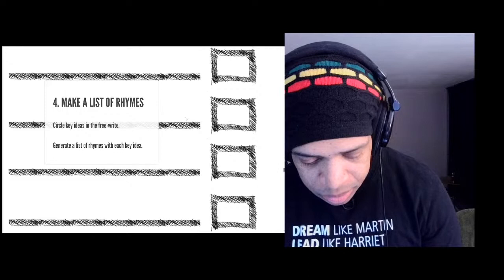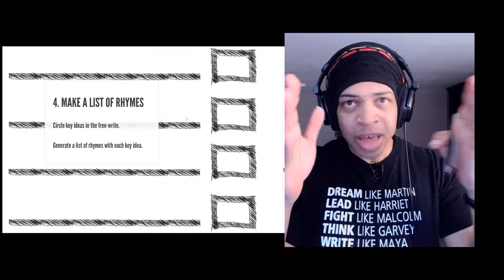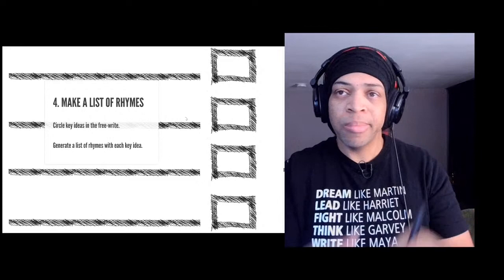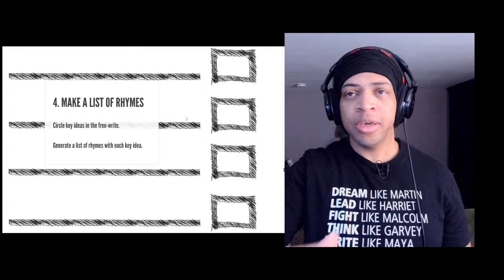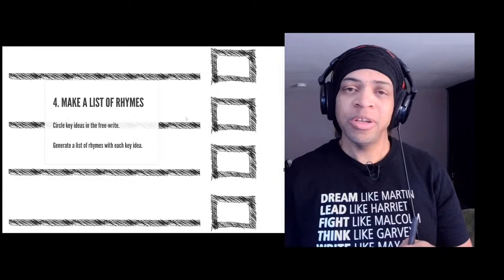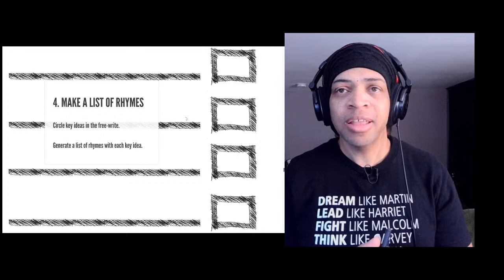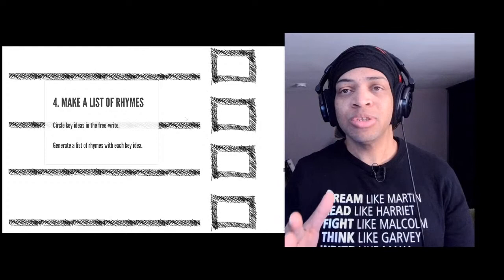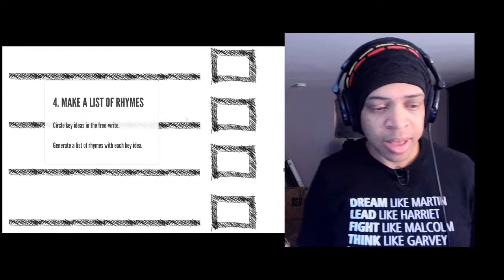Now this is where it gets fun, because thinking of topics, selecting a topic, and then free writing about it is pretty linear, meaning you're writing about one thing with a central idea. But when you get into list making of rhymes, the rhymes will take you into different directions, because the only relationship these words have is that they rhyme, and they may not be connected to your topic so easily, so you have to find a way to make them connect. So this is where it gets fun. You make a list of rhymes.